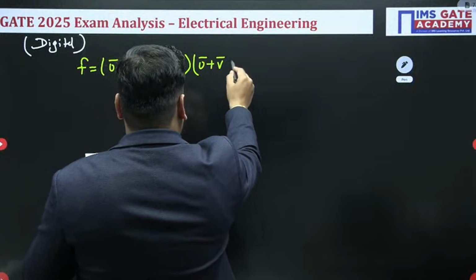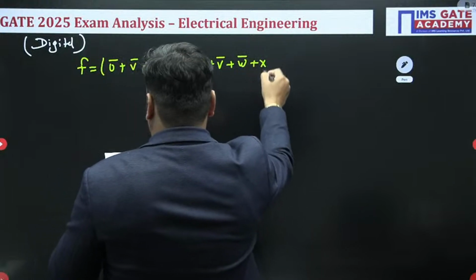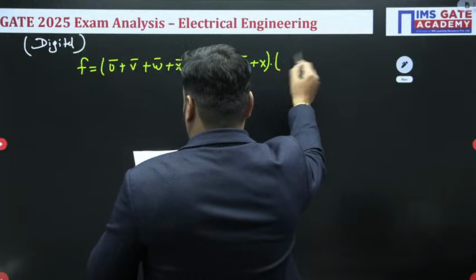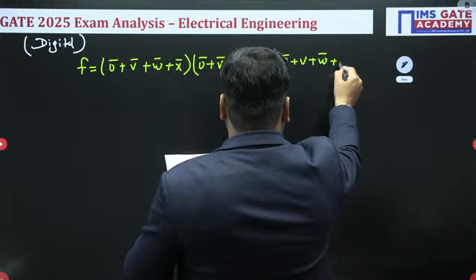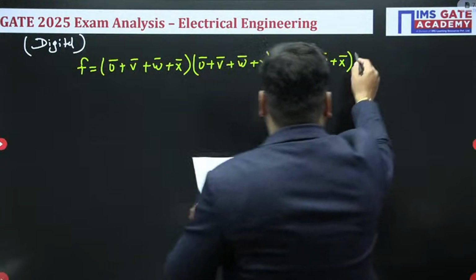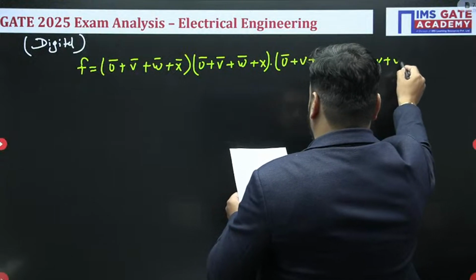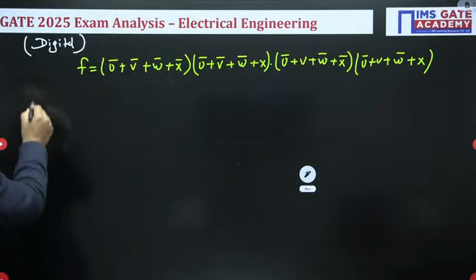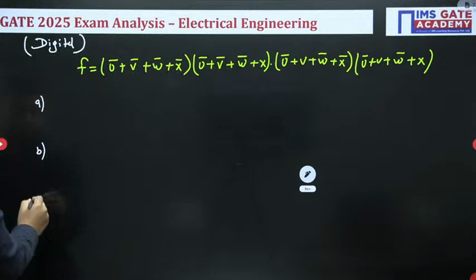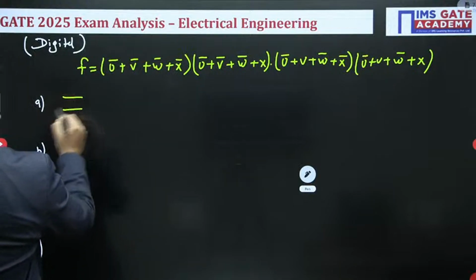So let's see. U bar, V bar, W bar, X, and dot, here one more: U bar plus V plus W bar plus X bar. And here we have U bar plus V plus W bar plus X. So this is the question given to you, and you have four options as well. The question is: what is the minimized expression? The minimized expression is represented by which option?